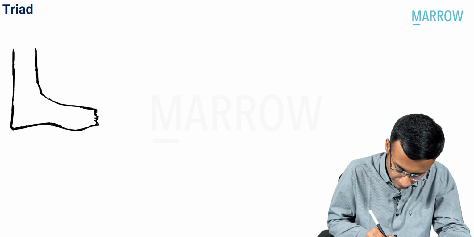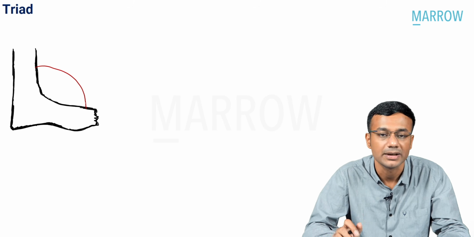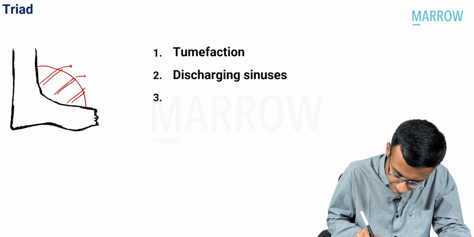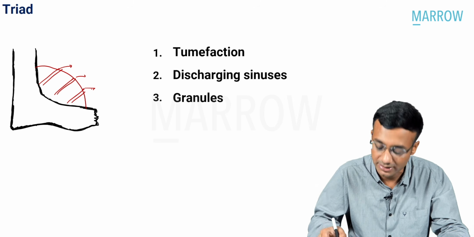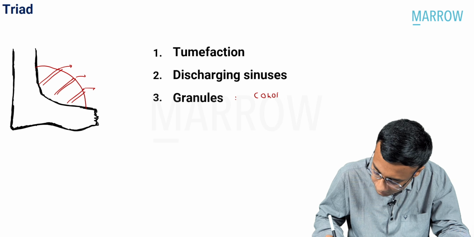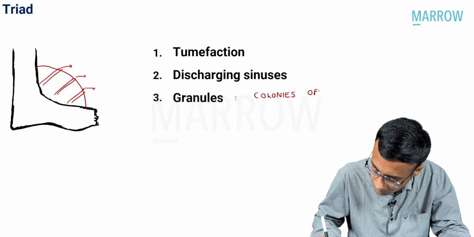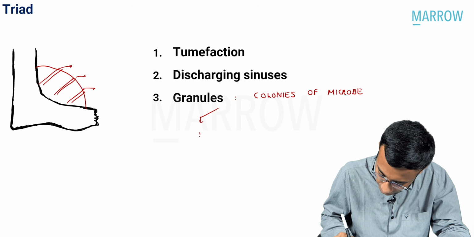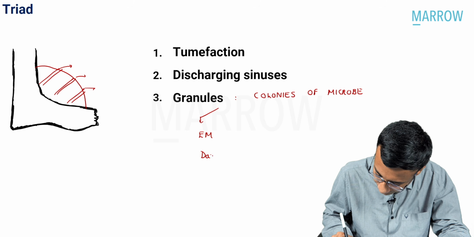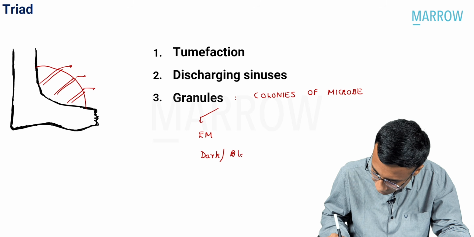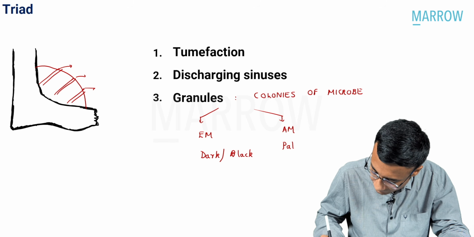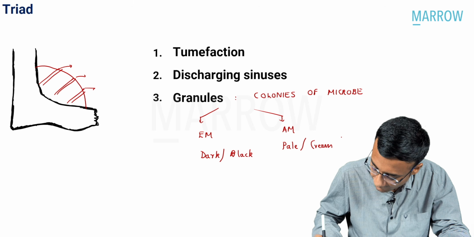When we look at the triad of mycetoma, we need to remember number 1 is swelling, that is tumefaction. Number 2 is sinus formation. Number 3 is discharging granules. And if they ask you what these granules are, always answer colonies of the microbe. Here eumycetoma will have dark black color granules. Actinomycetoma will have pale cream white color granules.